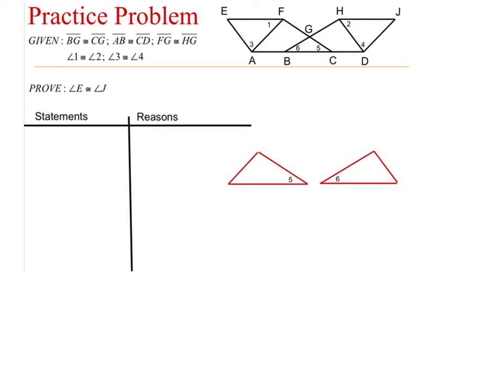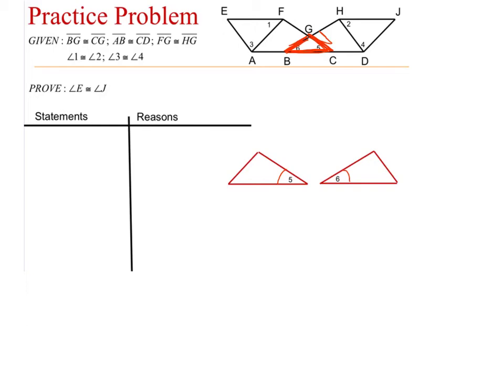Here are the hints I'm going to give you. First off, notice that the first given piece of information is that BG is congruent to CG, line segments, which I'm drawing in red. Now, what that does is that gives us an isosceles triangle. Think about what we know. If the legs of a triangle are congruent, then the base angles are as well. Okay, so that would tell us that angles 5 and 6 are congruent.